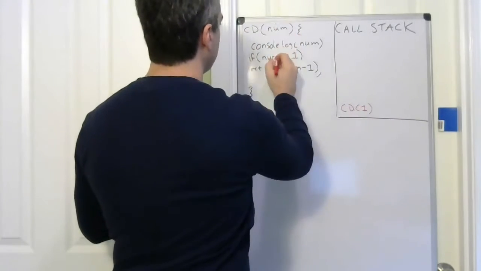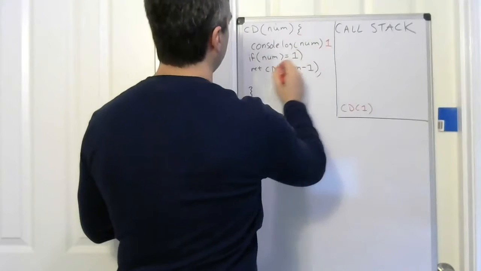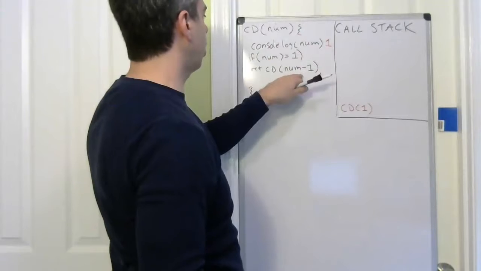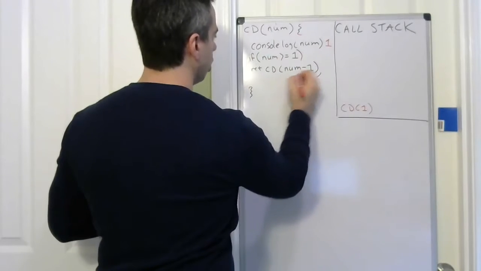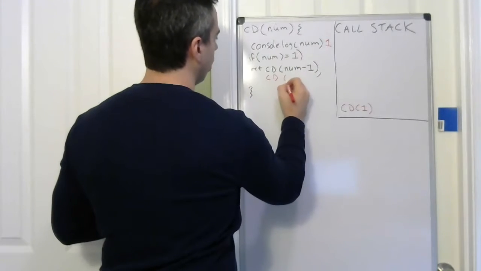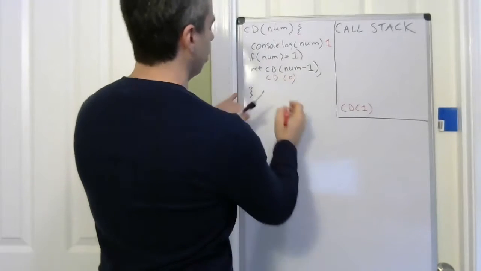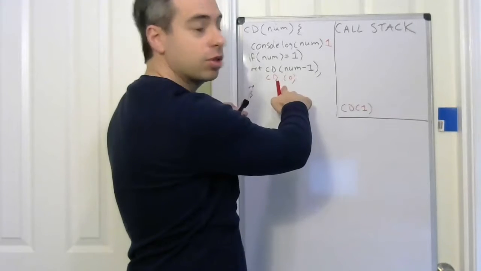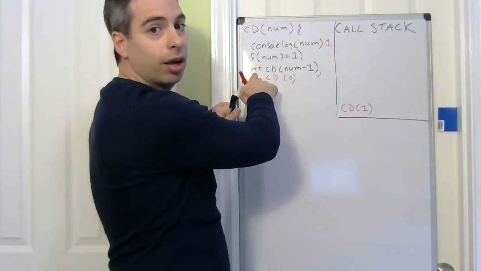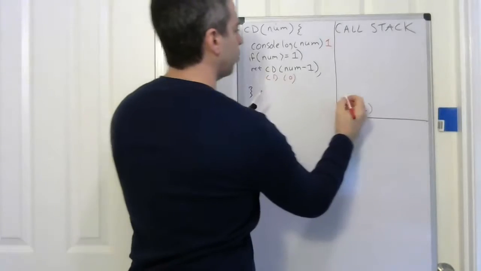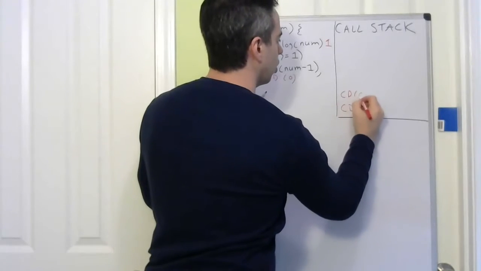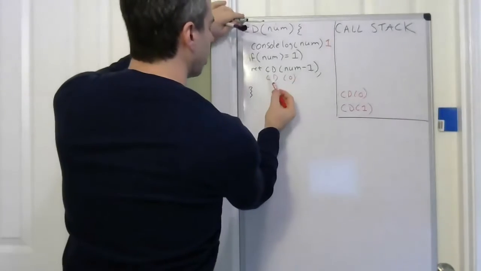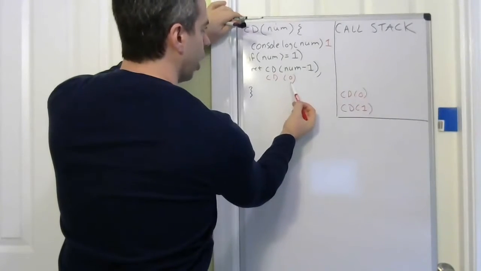So 1 comes in, console log 1. 1 is greater than or equal to 1. Return countdown of num minus 1, which is equal to countdown of 0. Now we don't know what this return value is, so I don't have any return value on any of this yet. Now countdown of 0 goes on the stack, right? We don't know the countdown of num minus 1 yet. That's what we're finding out.